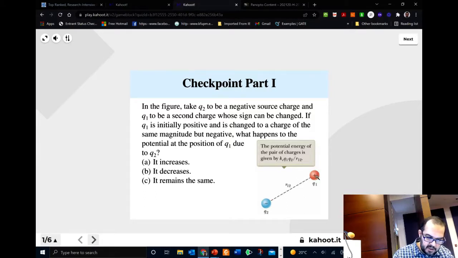So again, this is Q1, this is Q2. Q2 is a negative source charge, this one. Q1 can be positive or negative. So the question here is what happens to the potential at Q1, at this point here, at point P, when we change the charge from positive to negative. Clear? Question is clear? Okay, so I'll give you 10 or 15 seconds. Think about it. Will it increase? Will it decrease? Will it remain the same?